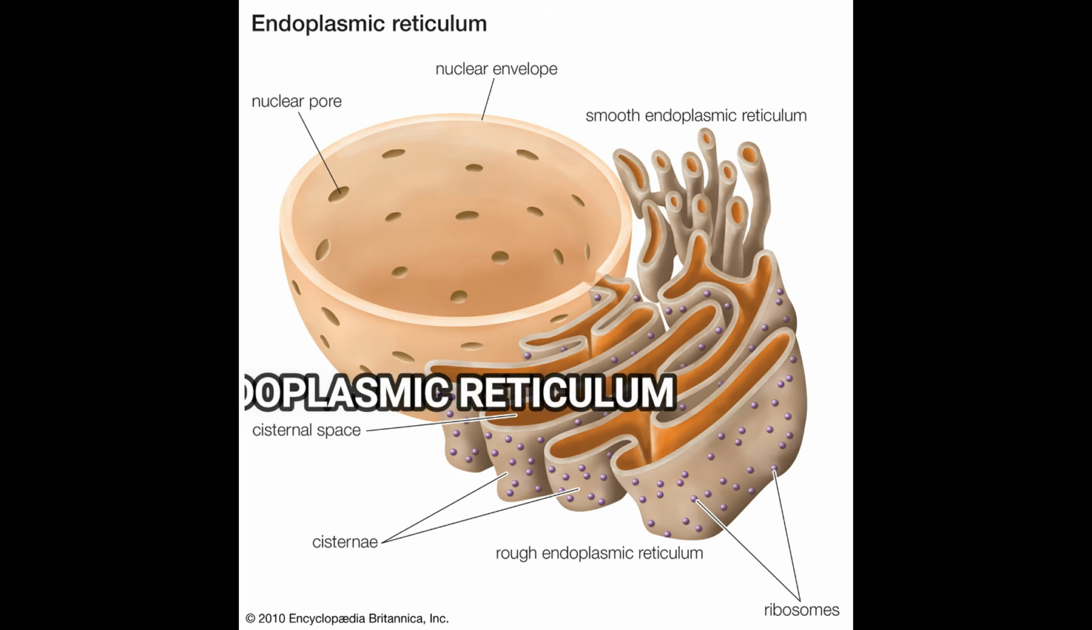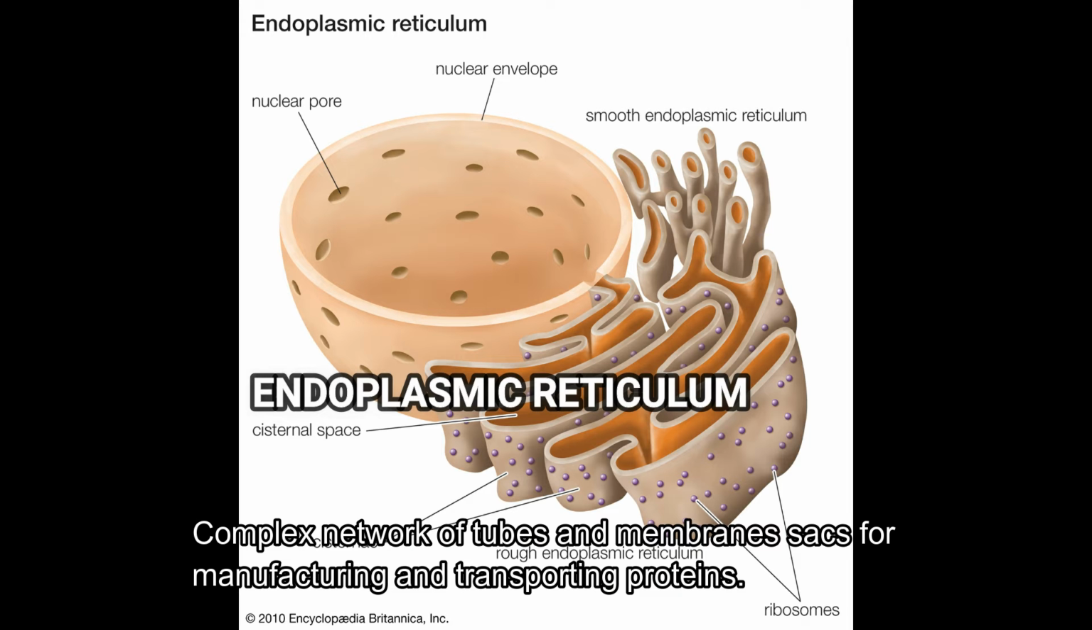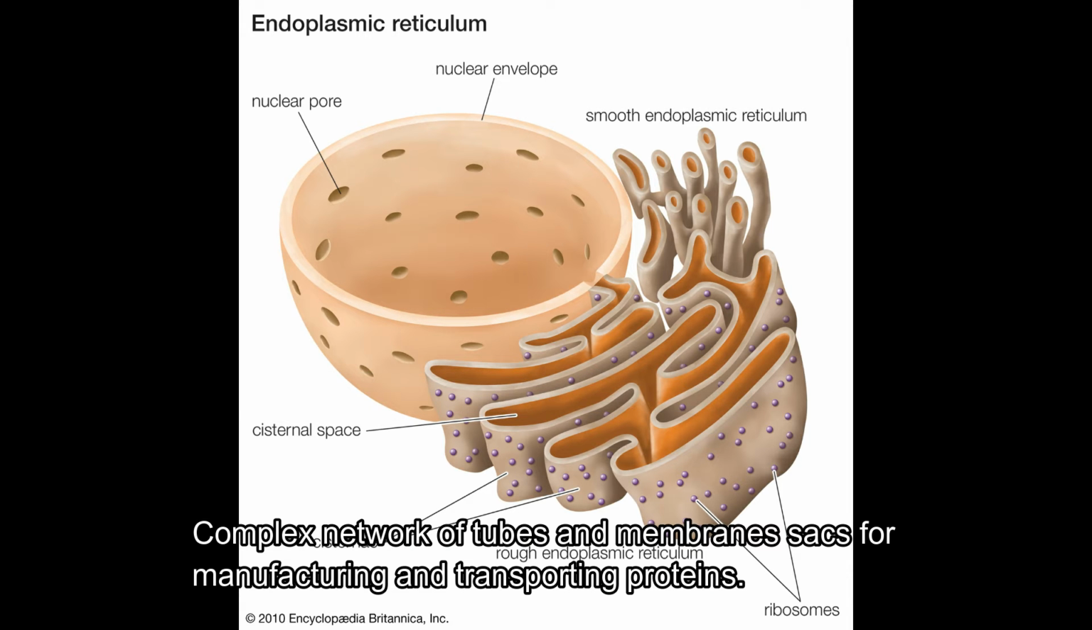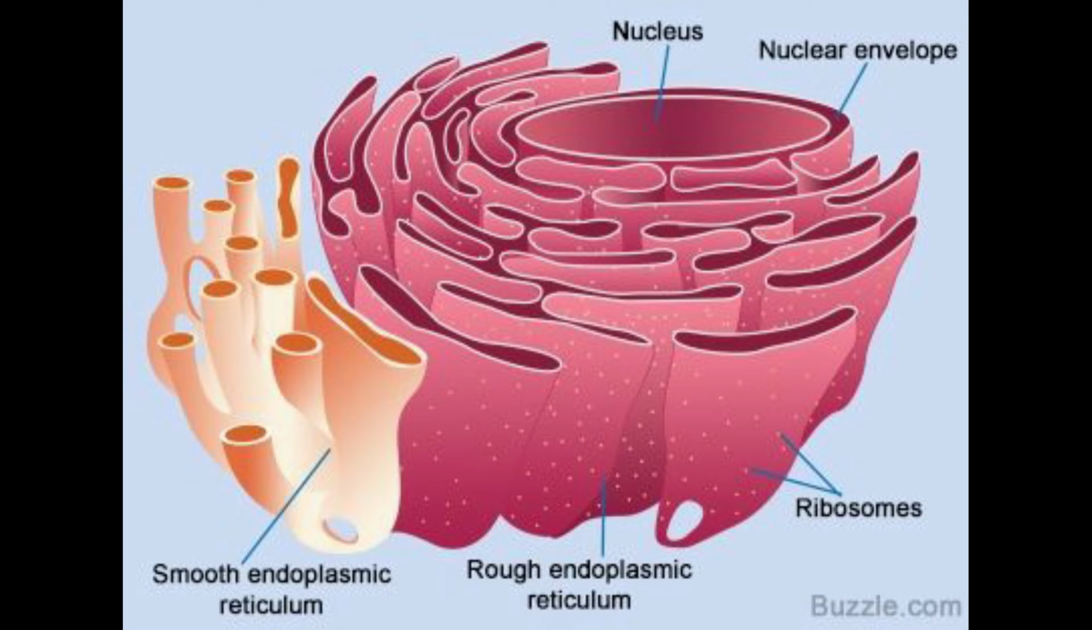Next is the endoplasmic reticulum. It is a complex network of tubes, membranes, and sacs for manufacturing and transporting proteins. There is the rough ER, endoplasmic reticulum, and the smooth ER. We will first go through the rough endoplasmic reticulum.